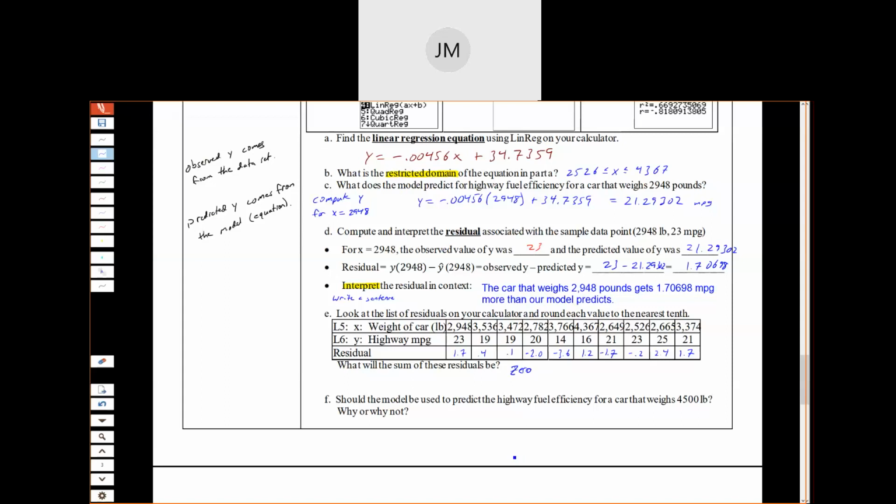Should the model be used to predict highway fuel efficiency for a car that weighs 4,500 pounds? To answer this, what I want to do is go back and say, up here, my restricted domain said stay between 2,526 and 4,367. 4,500 is too much. So what we can do is we can say, no, it is outside our restricted domain.